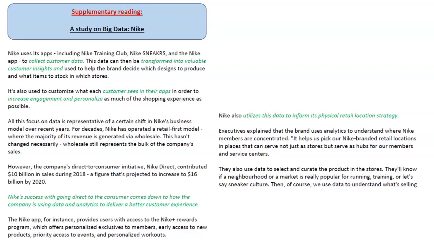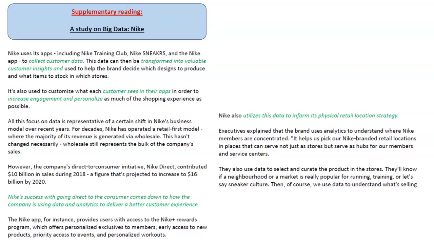Nike also utilizes this data to inform its physical retail location strategy. If they're seeing that a lot of people are buying shoes online from central New York or next to Central Park, they might think about this area as being a high traffic area, so let's just open up a shop there. You can only do that if you're collecting this data, if you're analyzing this data.